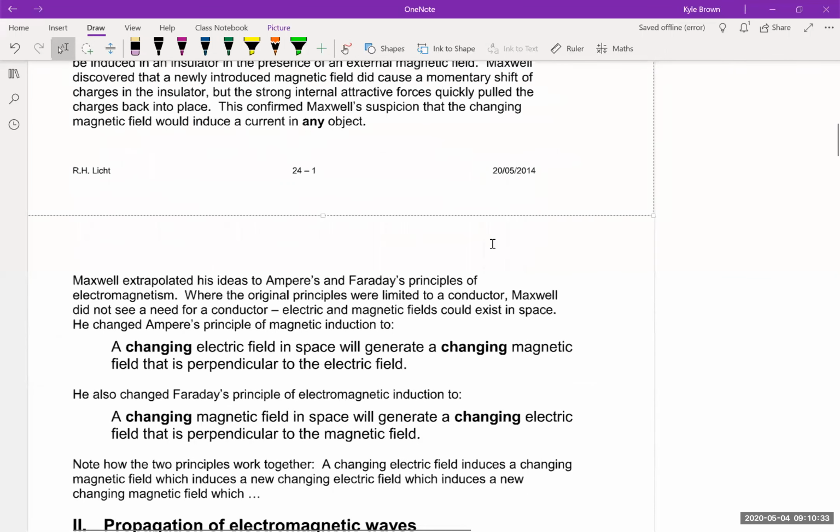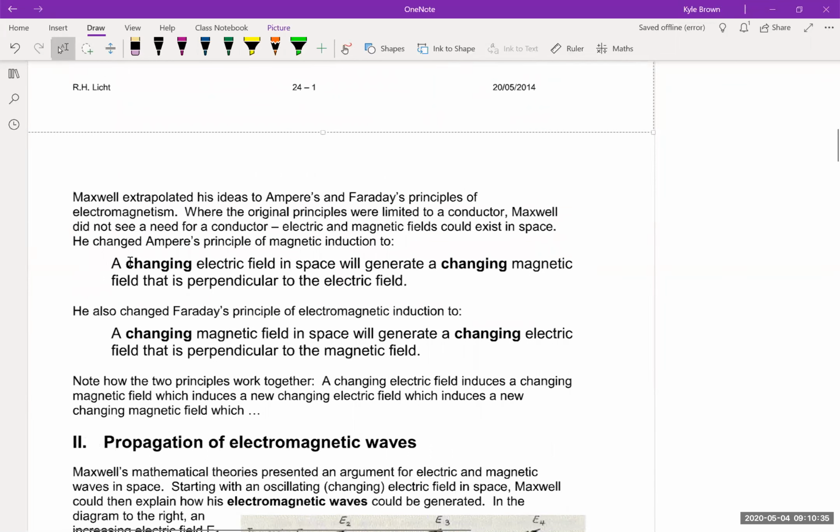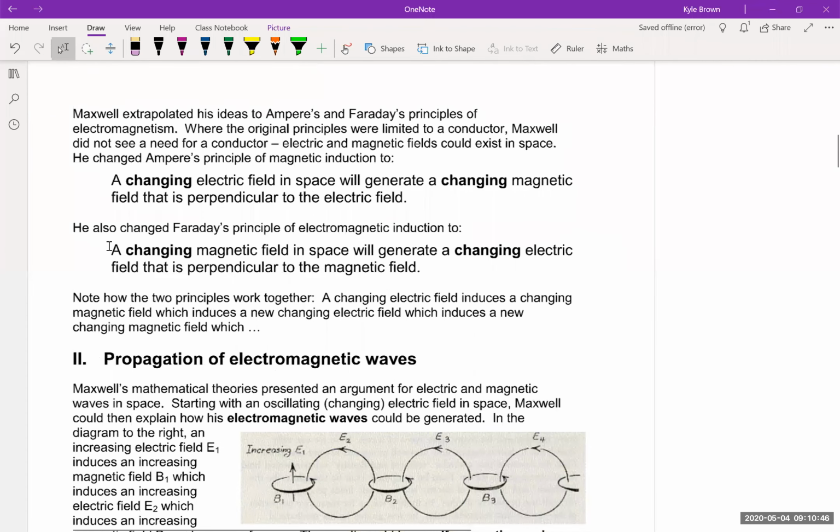So he changed our laws above just slightly. He said a changing electric field in space will generate a changing magnetic field that is perpendicular to the electric field. I'll show you what I mean there in a second. There's a good picture below. And the second part is a changing magnetic field in space will generate a changing electric field that is perpendicular to the magnetic field. Those things are exactly opposite of each other, aren't they? And that's kind of the key to this whole thing.